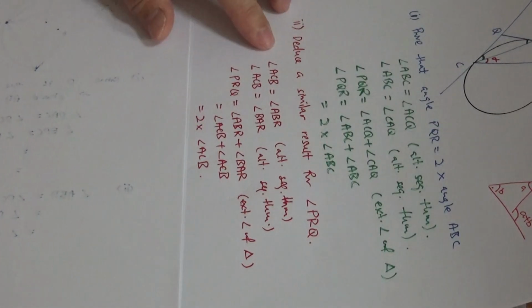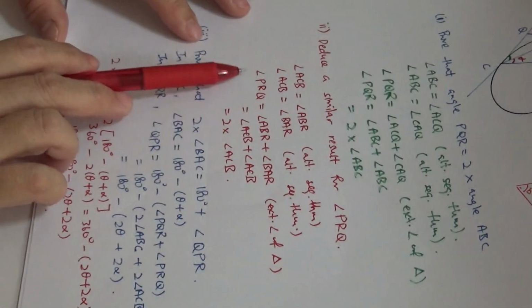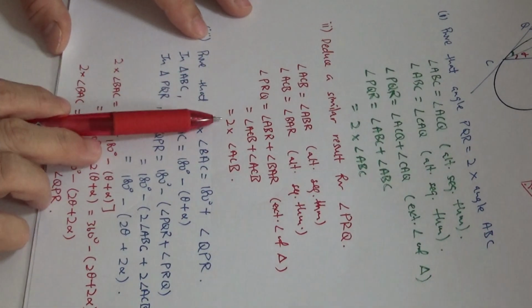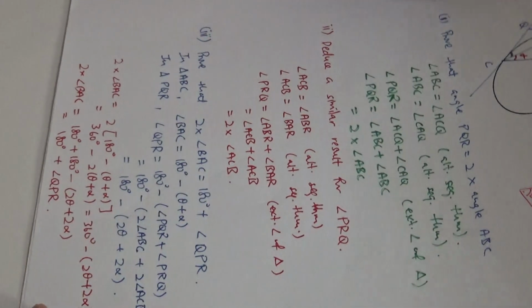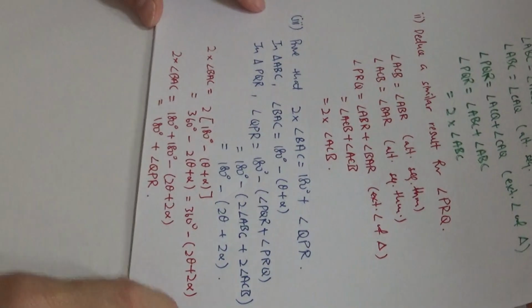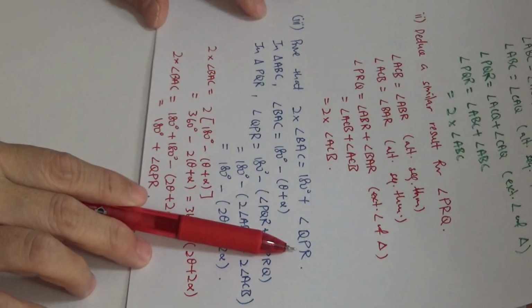Now next, deduce a similar result for angle PRQ. I do it the same way. I found out that angle PRQ is actually 2 times the angle ACB. Now the last part is the difficult part. Prove that 2 times this angle is equal to this.